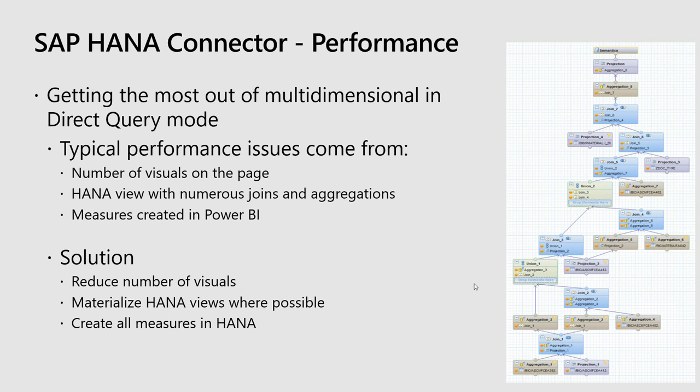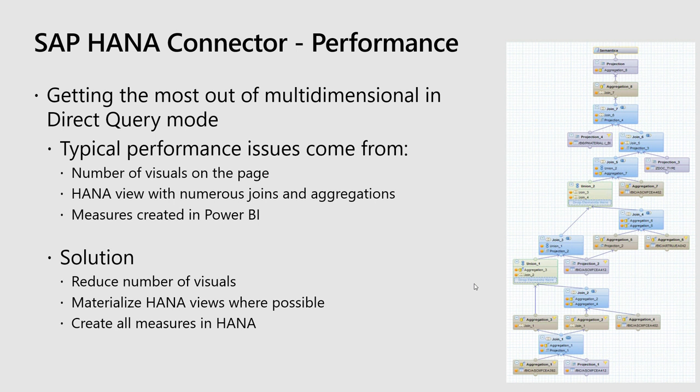And now also some clients have added measures to their Power BI model. When you use direct query using multidimensional, you can't add complicated DAX measures, but some simple ones like sum and distinct count and so forth are allowed. But the issue there is, the calculation is not done on the HANA end. Let's say you do a distinct count on a product name.